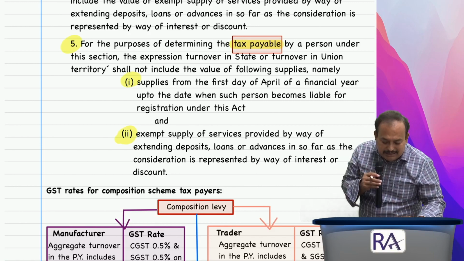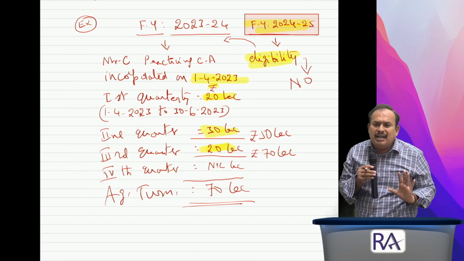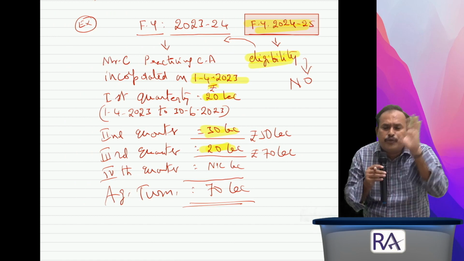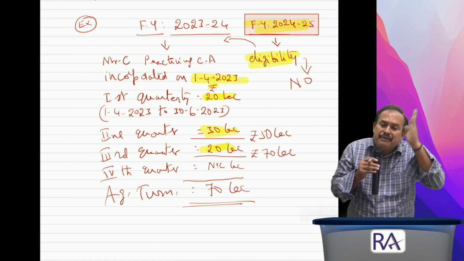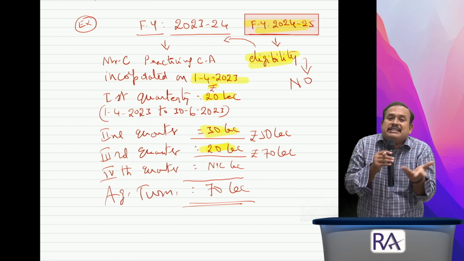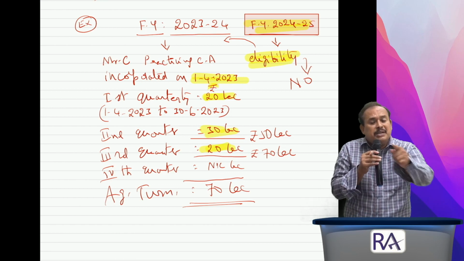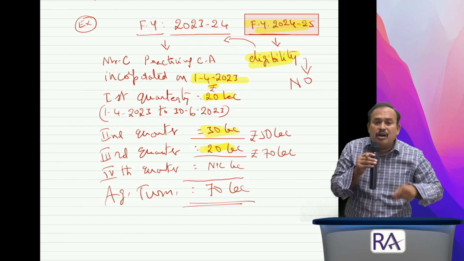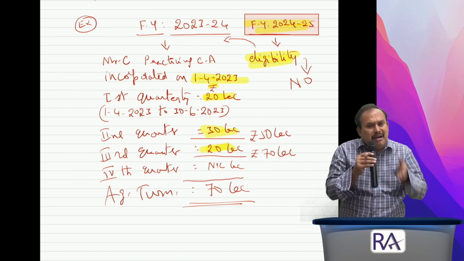Meaning what? Example. Look here. Same example. Sir, I am in the year 2023-24 only. My previous year was 0. Therefore, under the composition scheme in the current year, when I go for registration, I went for registration on 1st of July, because up to 30th of June, my turnover was how much?